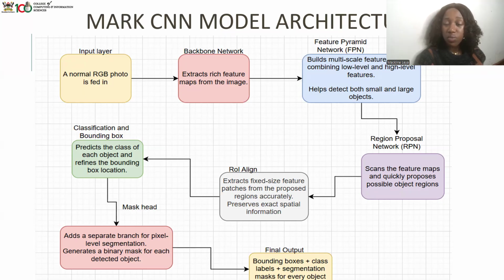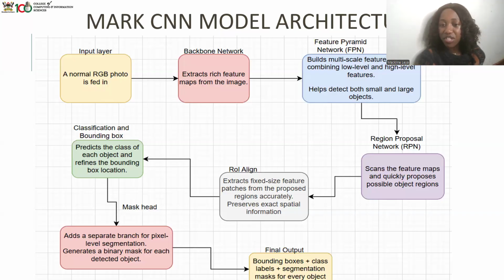For the small objects, we may mean something like flecks, and flecks are the small dandruff which are developing on someone's scalp. Then for the large objects, maybe someone has a big region which has been affected by psoriasis or maybe by alopecia.